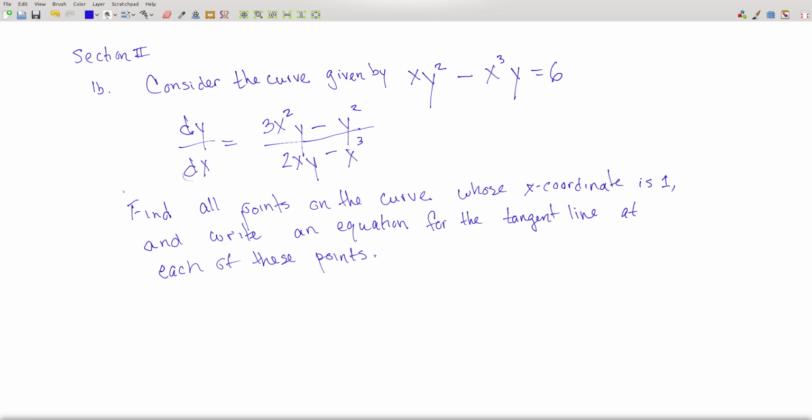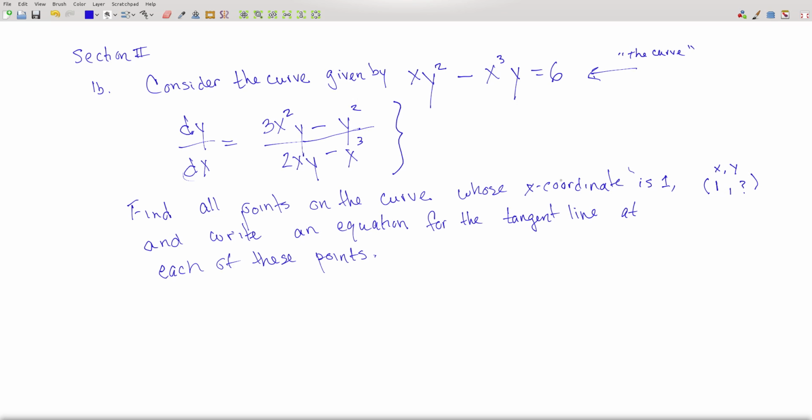It actually kindly gives us the derivative. And it asks us, first of all, to find all the points on the curve, the equation that gives us the curve, whose x-coordinate is 1. What is that asking? Every point is an x and a y. It wants us to find points where the x value is 1. Well, then what will the y value be? We need to figure out what that y value is.